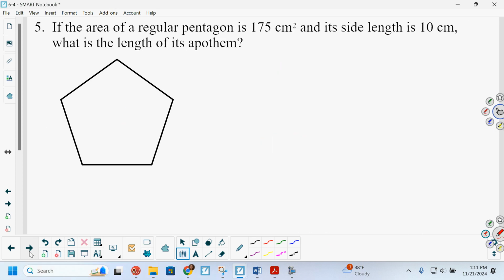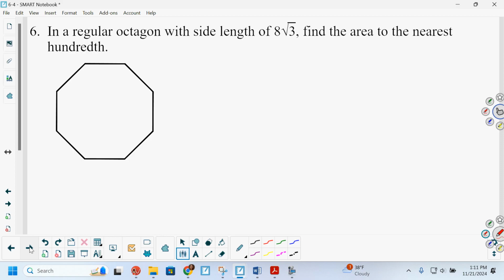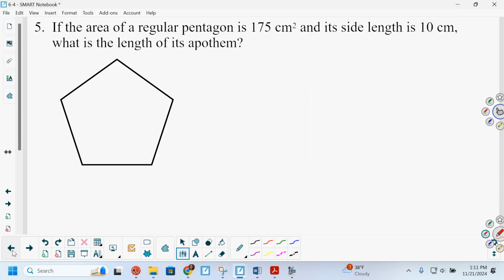Okay, 5. At this point, I think this is our last one. Oh, we have 2 more. At this point, I would say pause the video and try to set up one on your own. I'm going to keep going. So the area of the pentagon is 175. Its side length is 10. Can we figure out the length of the apothem?